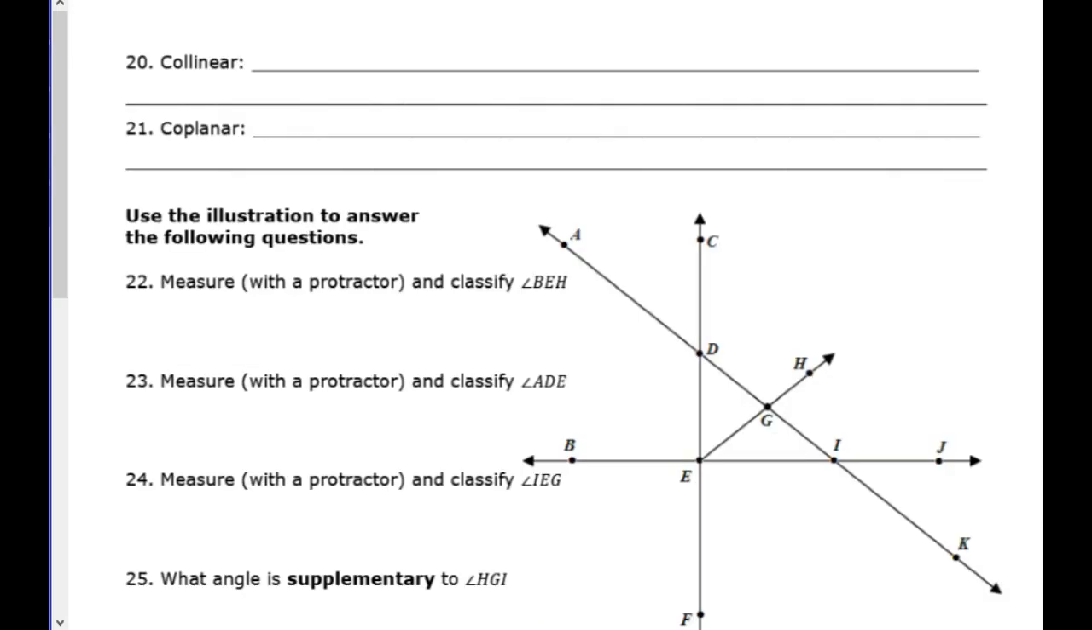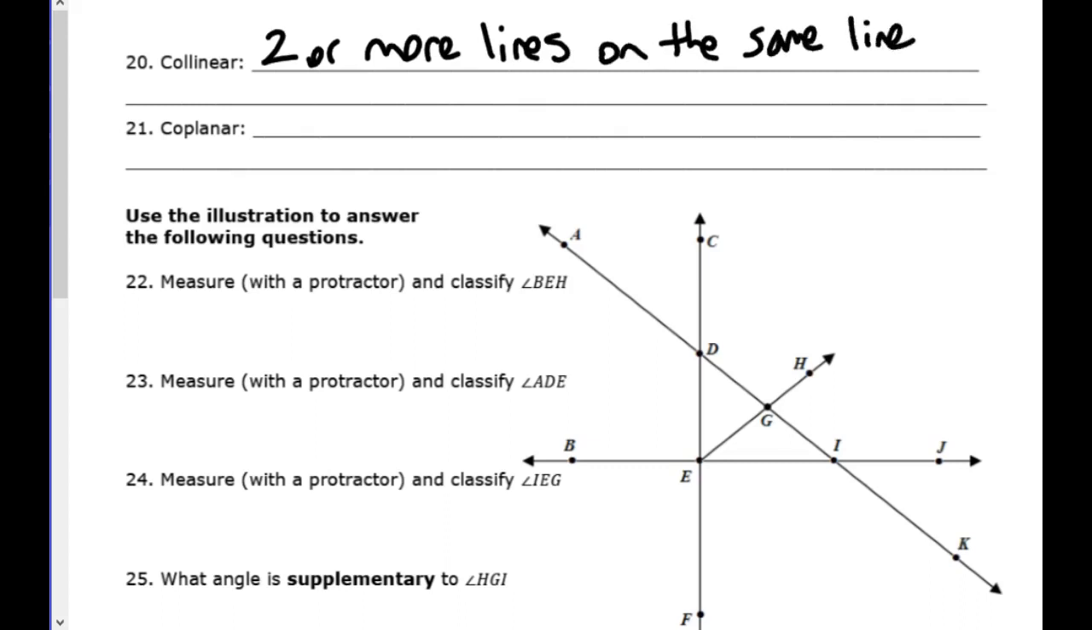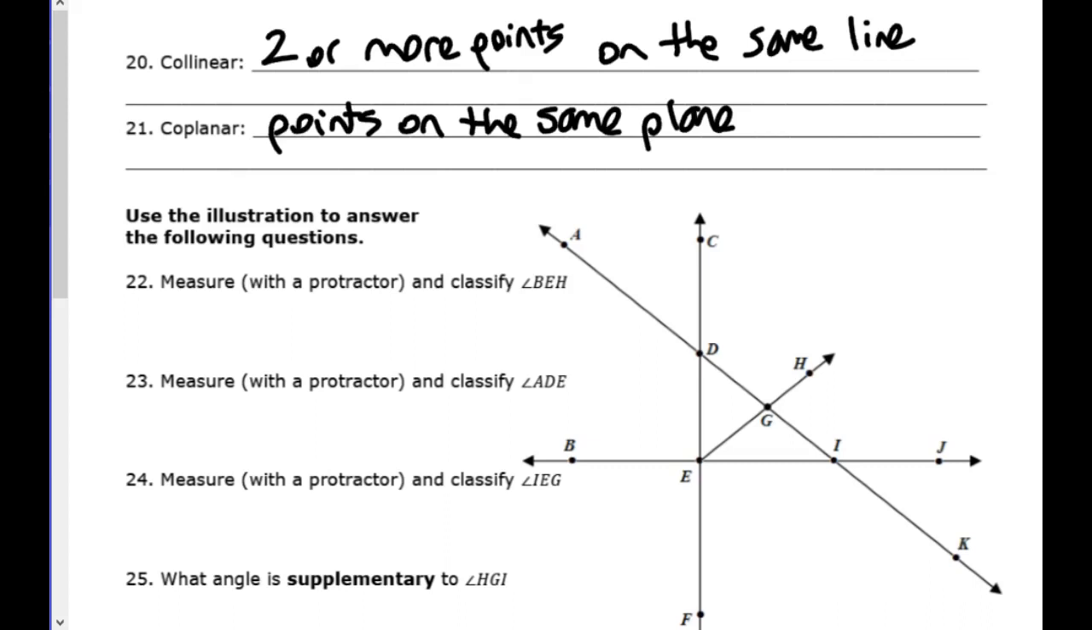All right, collinear, two or more points, sorry. Two or more points on the same line. It's all right. And coplanar, points on the same plane. And you know what? We'll just leave it like this. Points on the same line, points on the same plane.